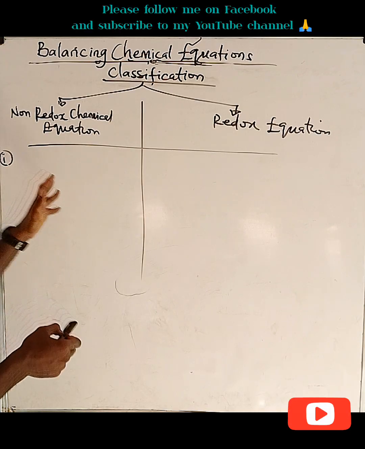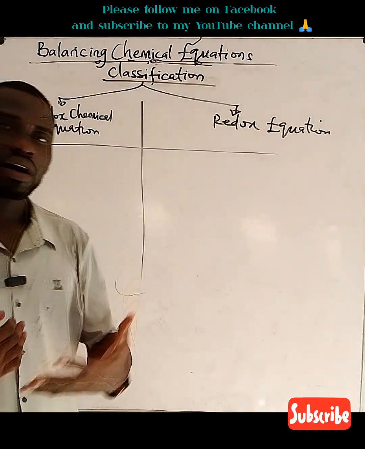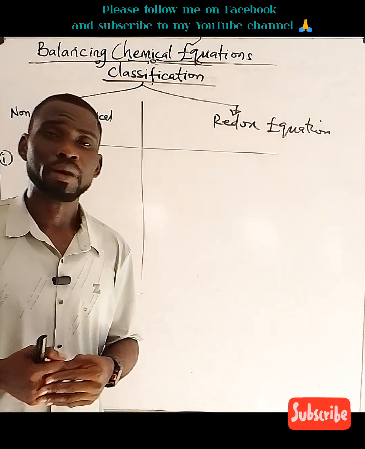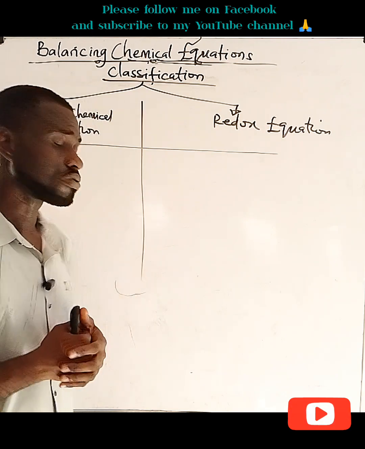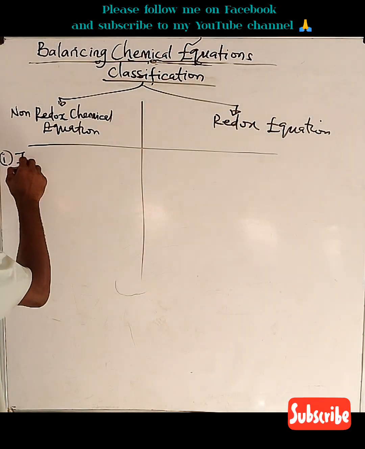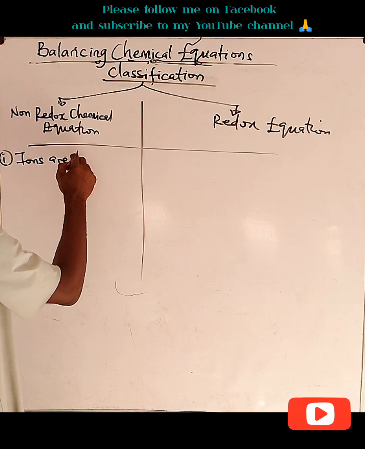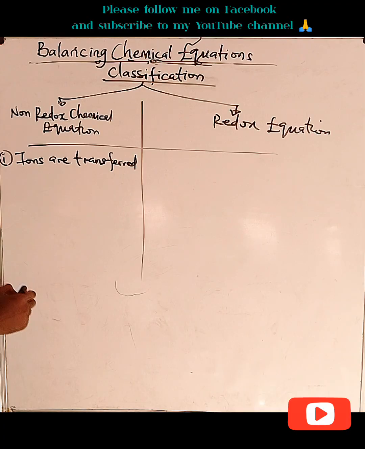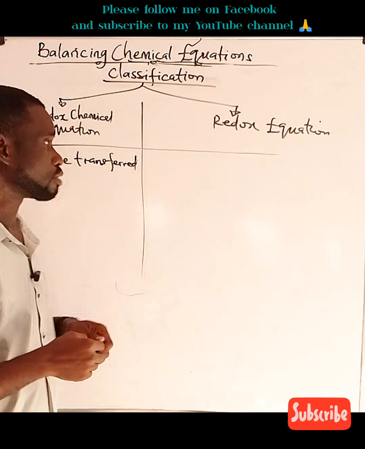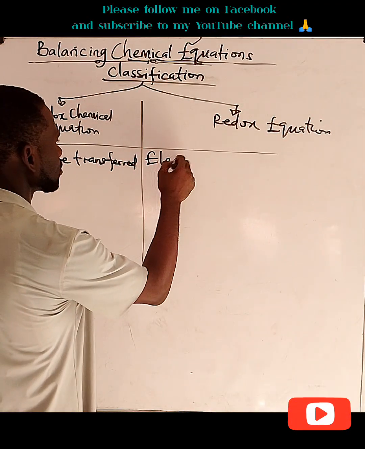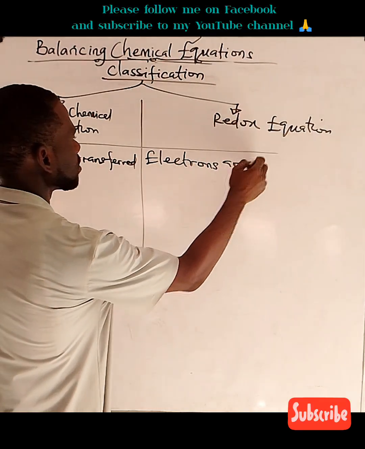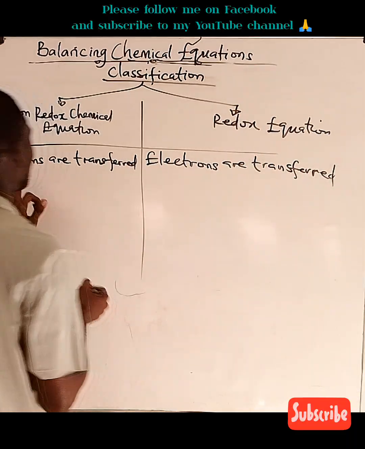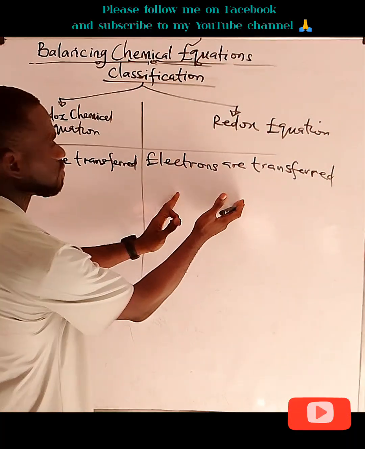When we talk about a non-redox or simple stoichiometry chemical equation, what are we talking about? We're talking about a kind of equation whereby there is a transfer of ions. Now that's the first thing. Ions are transferred. I'm going to be giving you an example to explain this properly. While for the redox equation, electrons are transferred. Here there is a transfer of ions, while here there's a transfer of electrons.